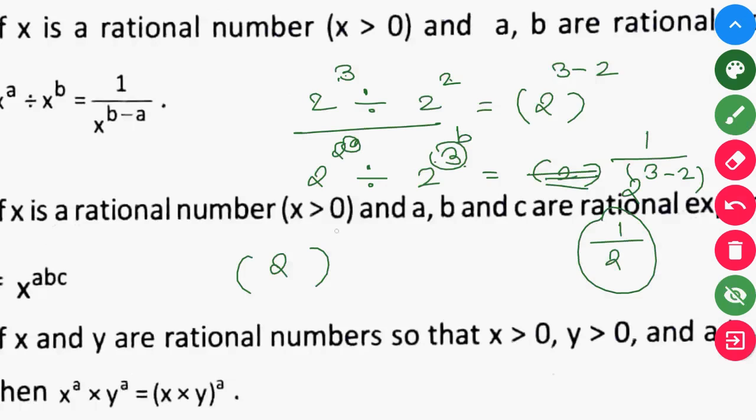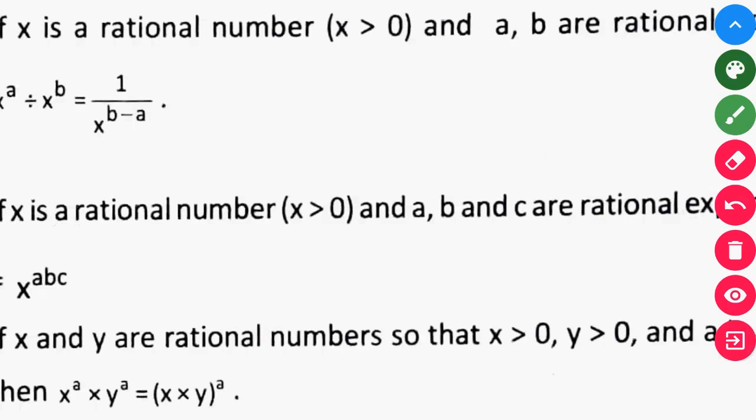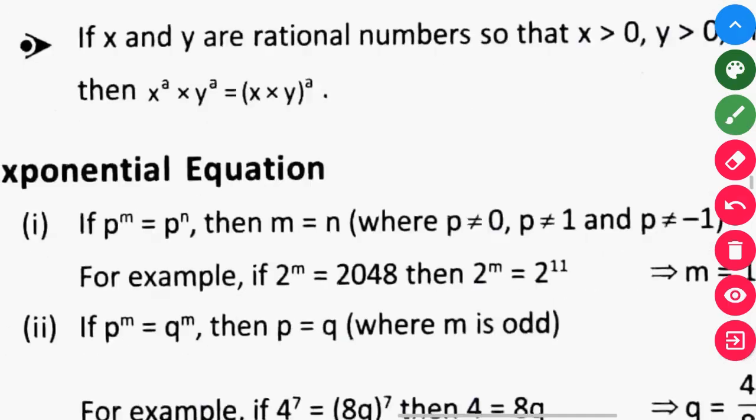See, 2 raised to 2 minus 3, if we do that, we get 2 raised to minus 1, and we already learned the law for it. If the exponent is negative, we can write its reciprocal. So we can write this as 1 upon 2. Okay, so a negative power becomes positive when it goes to the division side or divisor side.